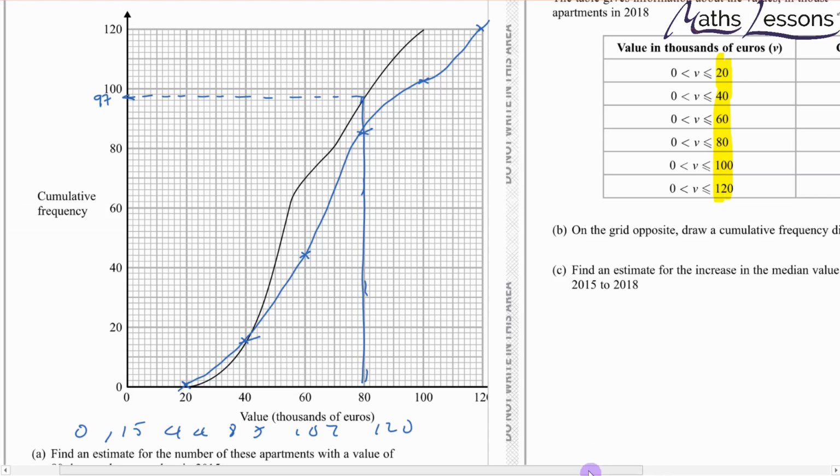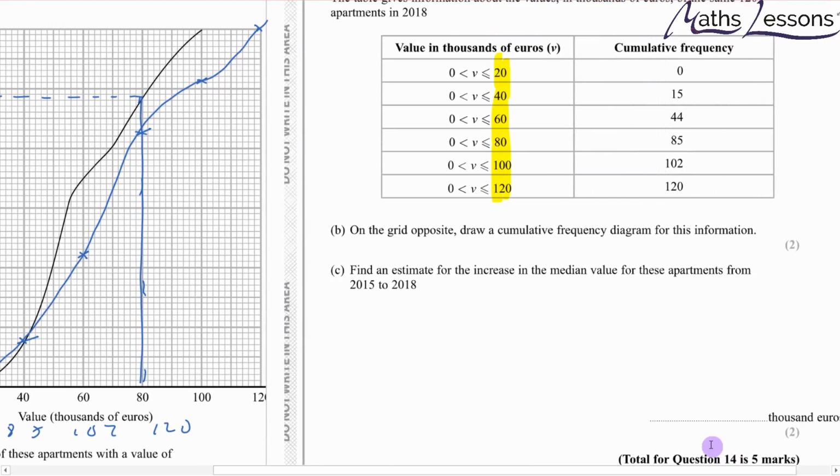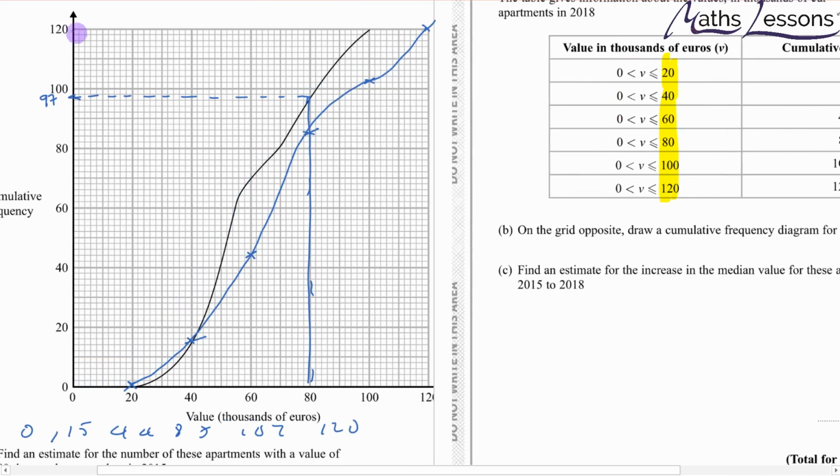Now, the next part of the question is find an estimate for the increase in median value for these apartments between 2015 and 2018. So I want to find the median. There's 120 observations, so the median is the middle observation. Normally it would be the average of the 60th and 61st values, but when we're doing it on the graph, we're just estimating. So we only need to halve the value, so we just take the 60th value.